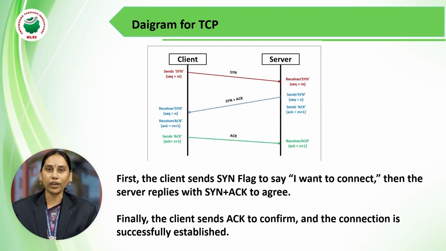Next, diagram for TCP. Client and server. First, the client sends a synchronization flag to say you want to connect. Then the server replies with a synchronization acknowledgement. Finally, the client sends an acknowledgement to confirm and the connection is successfully established.